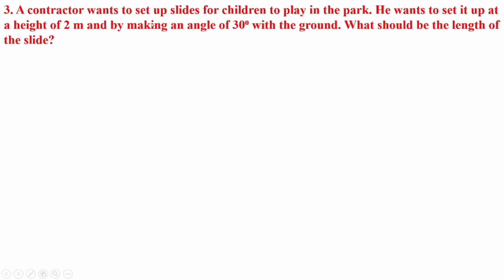So a contractor wants to set up a slide for the children to play in the park. He wants to set up the height. So what is the height of the slide? It should be 2 meters. Let us take AB as the height of the slide, which is given here as 2 meters, and the angle made with the ground is 30 degrees. Let AC be the length of the slide. We don't know it, so I will take it as x meters.